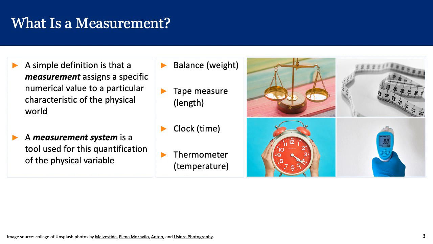A very simple definition is that a measurement assigns a specific numerical value to a particular characteristic of the physical world. And each one of these figures shows a particular type of measurement. For example, with a clock, we can measure the interval of time that has elapsed, or with a tape measure, we can measure the length of an object. And so a measurement system is a tool used to quantify a particular physical variable, such as length or mass or time and so on.